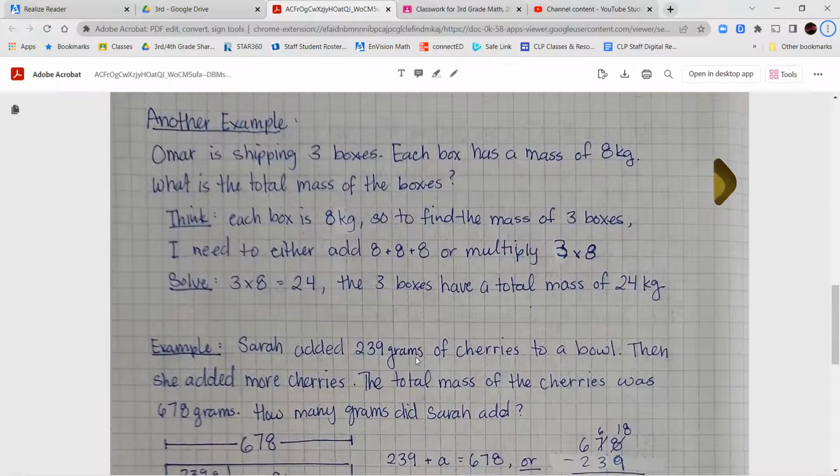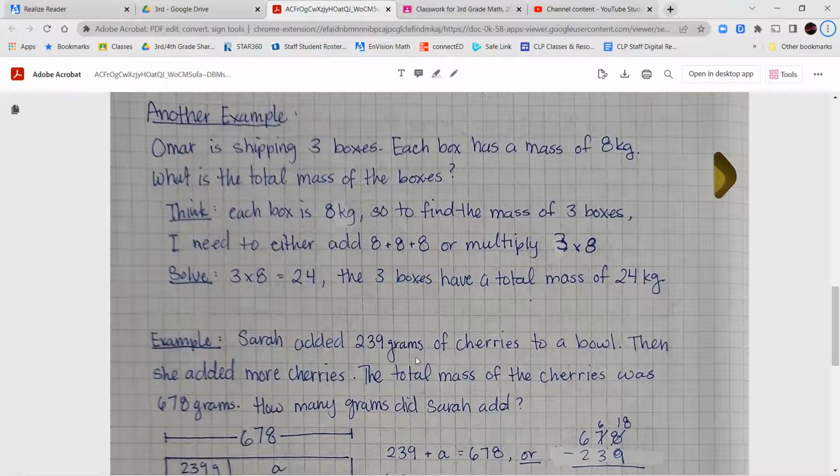Now for our next example, it says Ahmad is shipping 3 boxes. Each box has a mass of 8 kilograms. What is the total mass of the boxes?